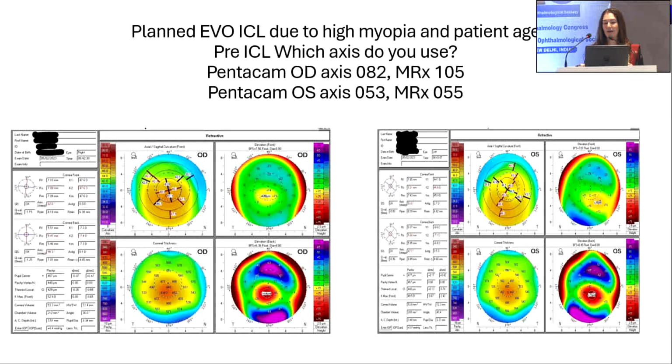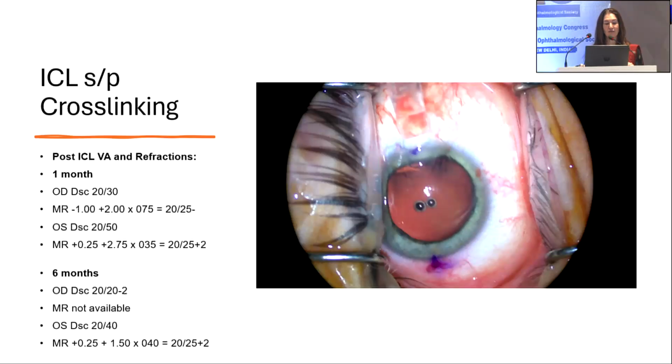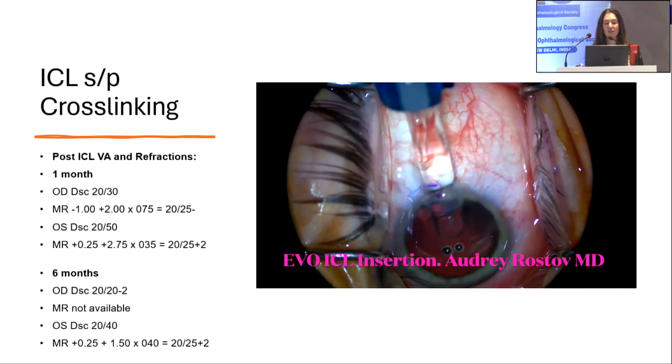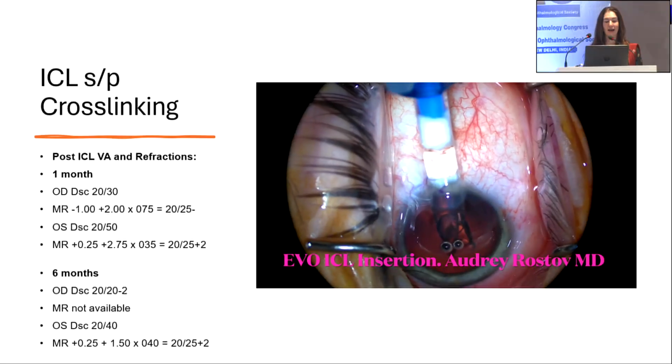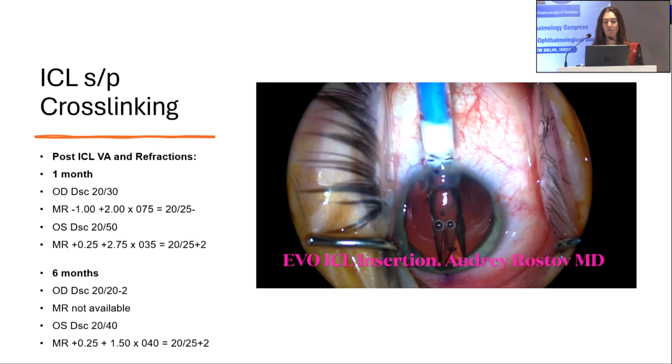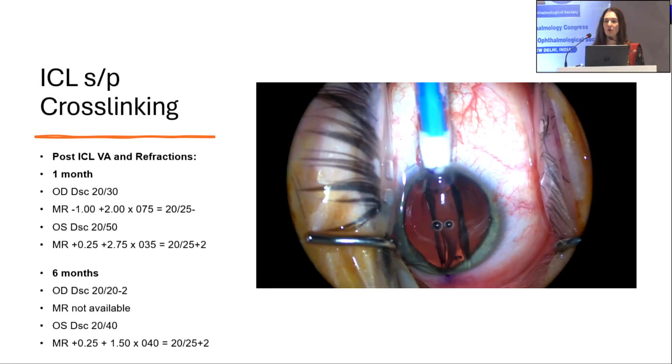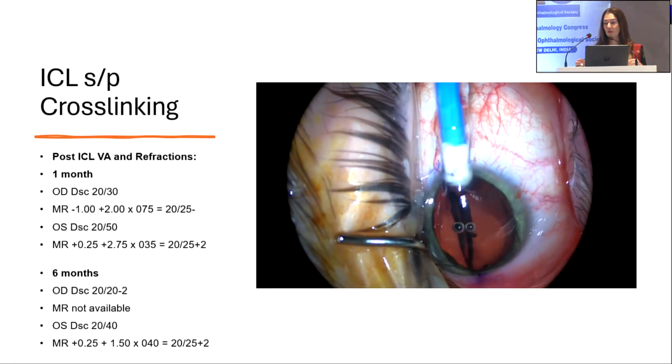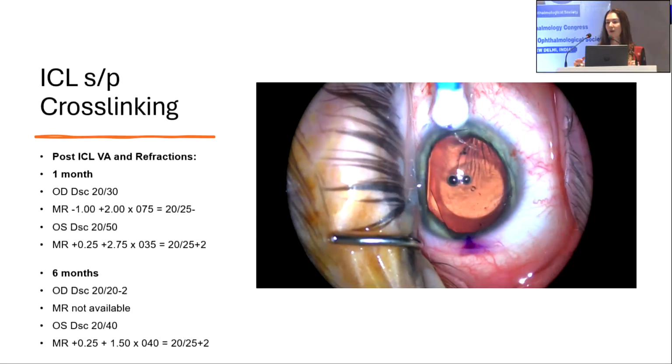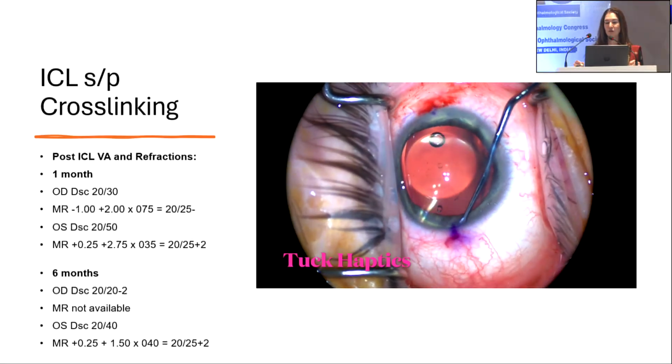One of the questions that comes up with the ICL is, which axis do you use? The Pentacam axis featured here was 82, but the manifest was 105, and in the other eye it was very congruent. But there's always the question, which axis do you use? I tend to use the manifest axis of refraction, and in fact, here was the patient. 1 month after ICL, we could see that he already had just a minimal refraction. And again, these patients are going to change over time. Part of that is because after cross-linking, they're still going to be changing, right, even after a year.